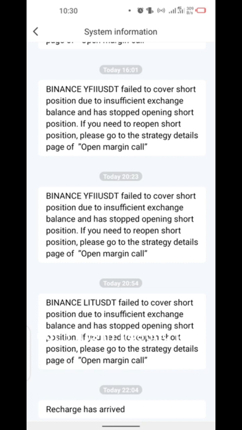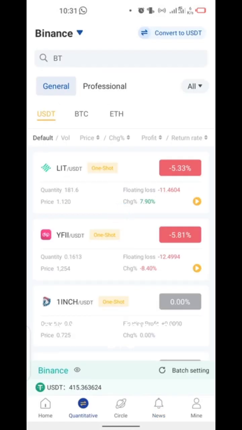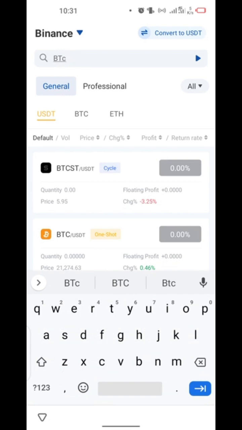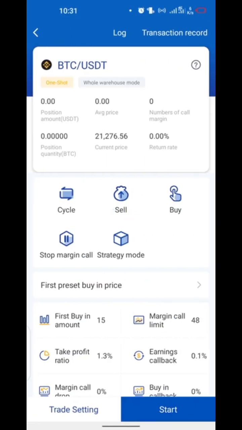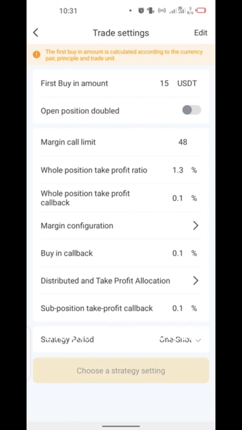But if it is in floating loss and is still buying and selling, your robot can still make money for you. Now, how does that happen? Okay, let's pick up this pair, BTC. All right, here is the pair. Now, basically, go to the trade setting. The minimum is 15.